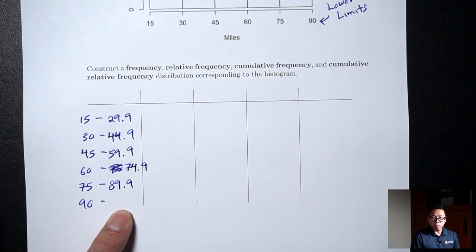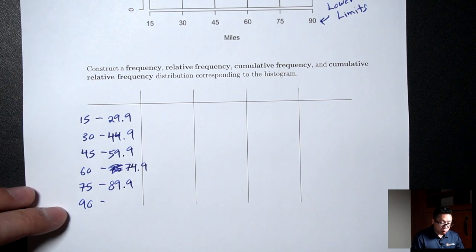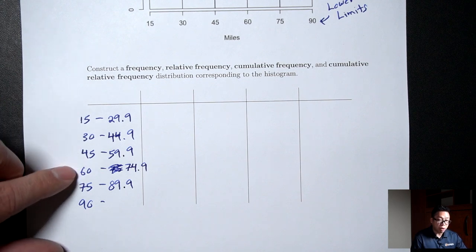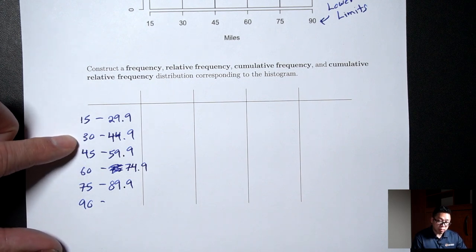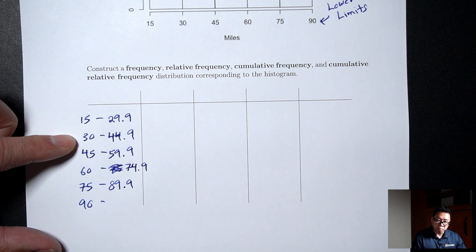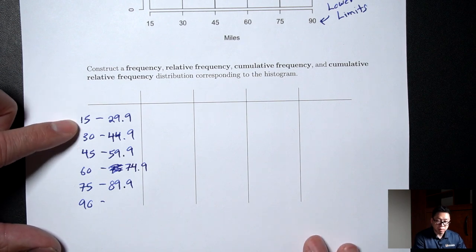How would you find this last one? Well, figure out your class width. The lowers are all going up by how much? 15 to 30, that's going up by how much? You just subtract 30 minus 15. It's 15, right? So it's going up by 15.